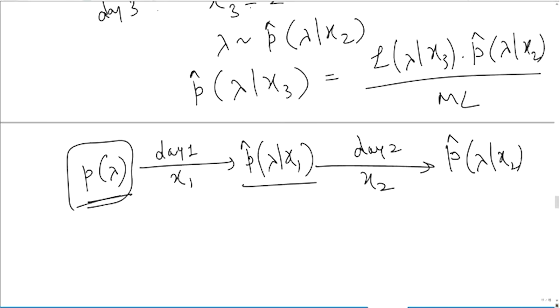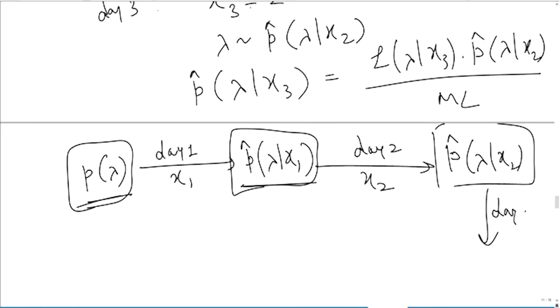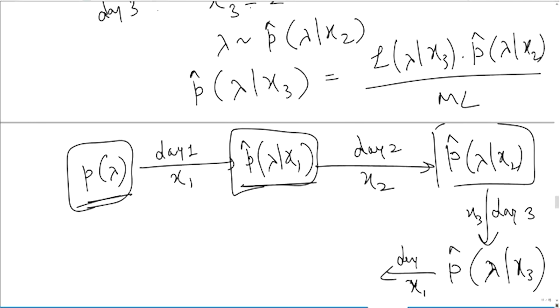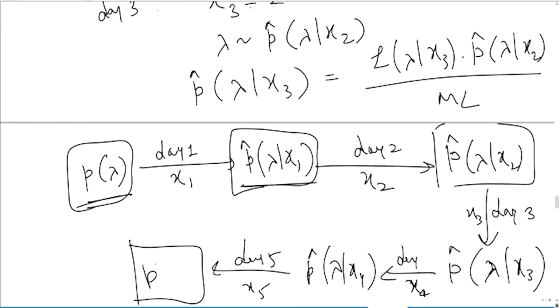So, this was your prior belief before seeing day 1 data, this was your prior belief before seeing day 2 data, this is your prior belief before seeing day 3 data, and this is your prior belief before seeing day 4 data. Okay. This is your prior belief before seeing day 5 data, and this is your prior belief before seeing day 6 data. Okay. So, this is what we call Bayesian learning.